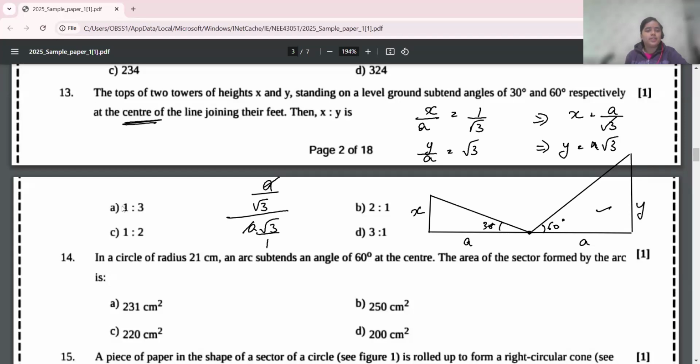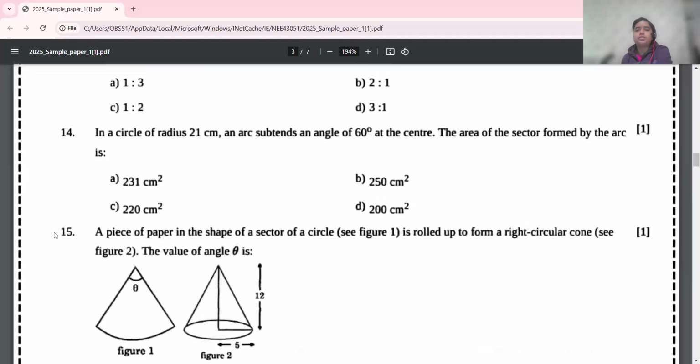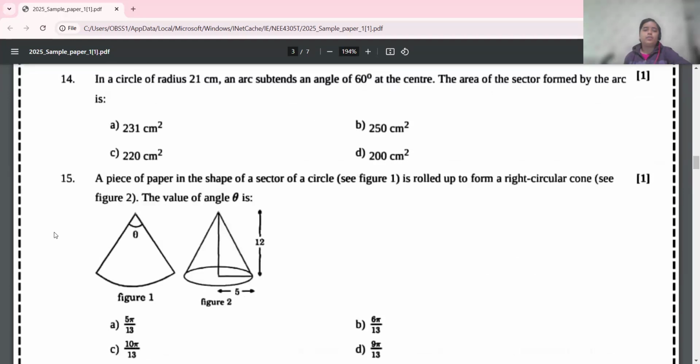Moving to the next question, we have in a circle of radius 21 centimeter an arc subtends an angle of 60 degree at the center. The area of the sector formed by the arc is. We have to simply find the area of the sector. Theta is given, radius is given. We put it in the formula theta by 360 times pi r square.